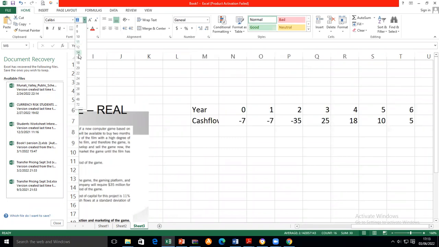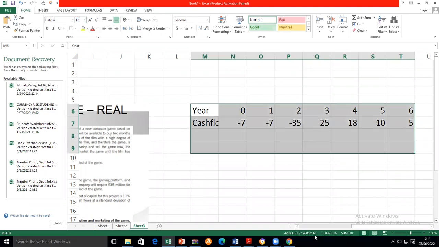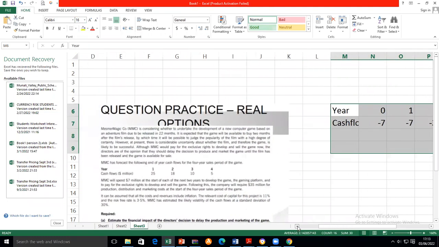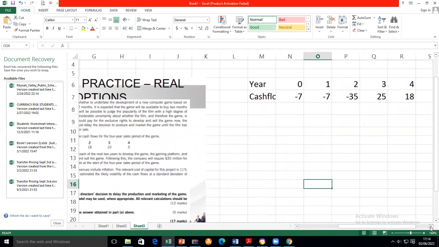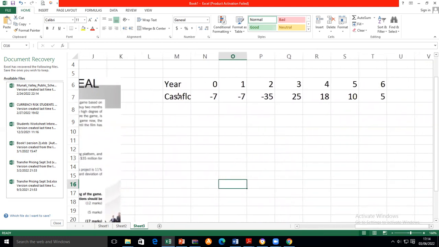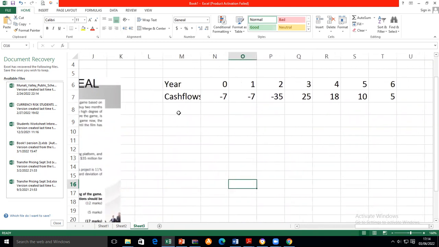What's the discount rate that the company uses? The discount rate for the company, the relevant cost of capital, is how much? 11%. Excellent. 11%. Okay, so let's go. Let's discount the project together here at 11%. Let us see the results.